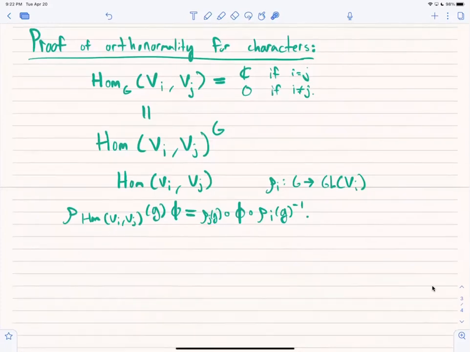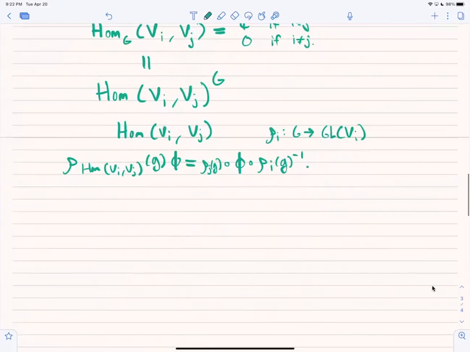Anyway, the point is that the space of G invariant homomorphisms is the space of G invariants in all linear transformations with this action. Okay, now there's another way to write this. Because Hom VI VJ is just the dual of VI tensor VJ. This is true always for vector spaces. These are linear transformations from VI to VJ, and there's a canonical identification with this.